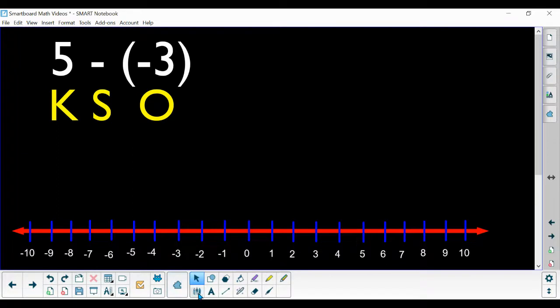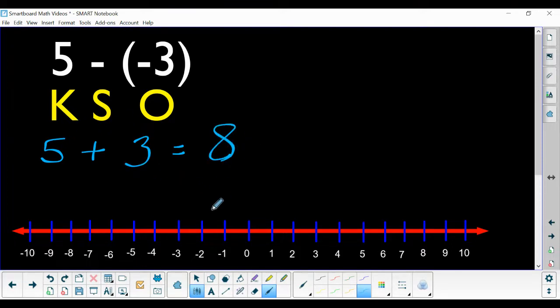So let's do that. You're going to keep 5 the same. Nothing's going to change about that. You're going to switch this subtraction into an addition sign. And now you're going to get the opposite of this negative 3. And what's the opposite of negative 3? Positive 3. Look at that. Now it's super easy. With this type of answer, you shouldn't need a number line. What is 5 plus 3? 8. There we go. It's much easier when you use Kesso because you went from a subtraction problem into an addition problem. And look how easy it became once you did that. Simple addition.